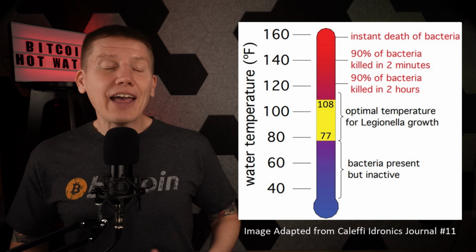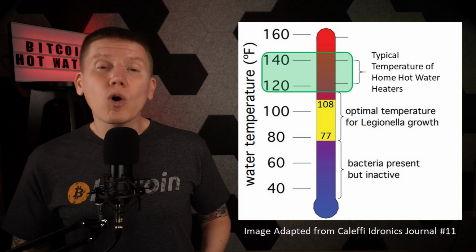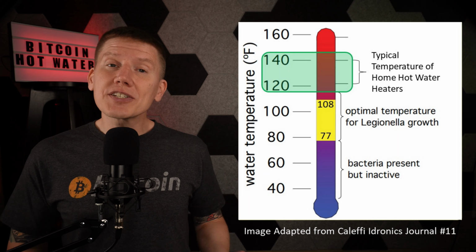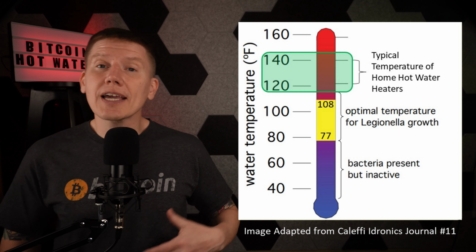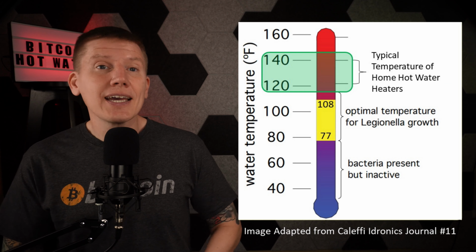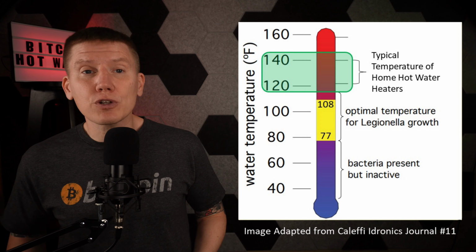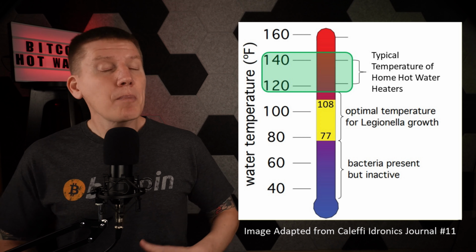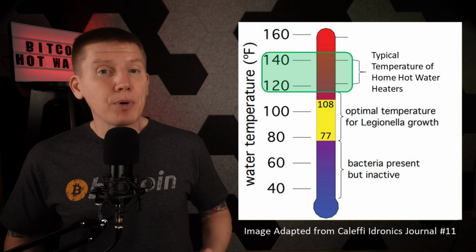And this is why most conventional home hot water heating systems are set between 120 degrees and 140 degrees Fahrenheit. This gets the water hot enough for general use and to kill bacteria, but not so hot as to create a burn danger.